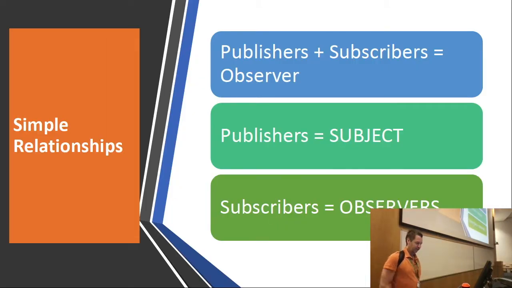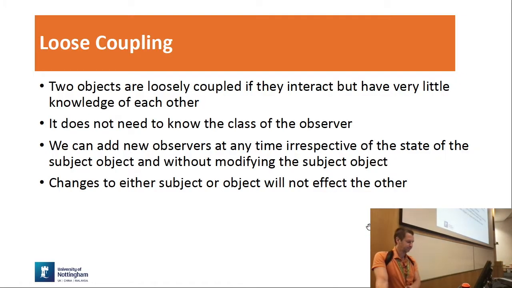So some other simple relationships, publishers and subscribers. The publisher is in this case called the subject, and subscribers are called the observers in this design pattern. We can characterize the coupling between these two objects. Two objects are loosely coupled if they interact, but they have very little knowledge of each other. We kind of talked about this already in the object-oriented design when we talked about container classes. I don't know if anybody remembers that. Composite versus container, the composite versus container relationship.